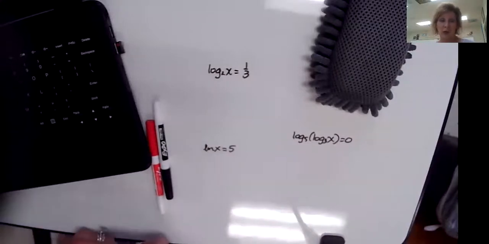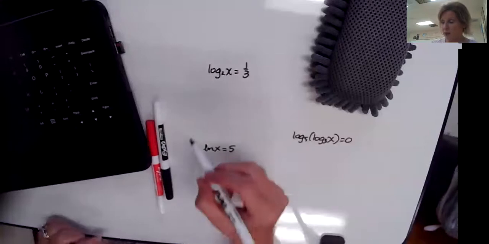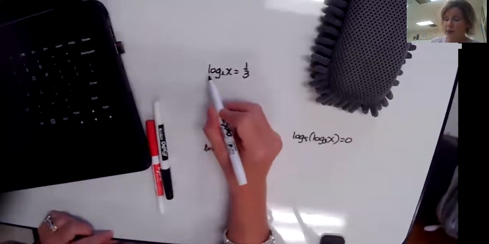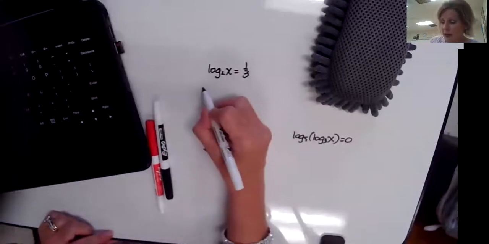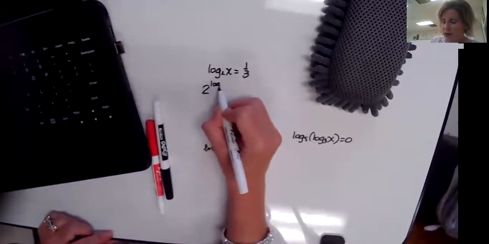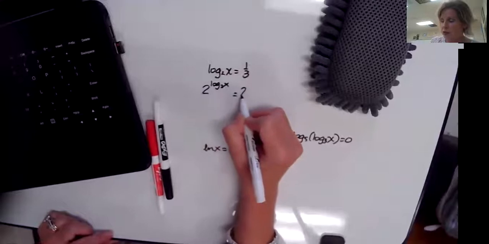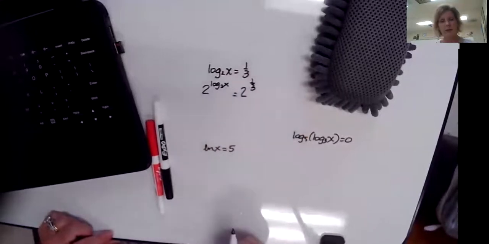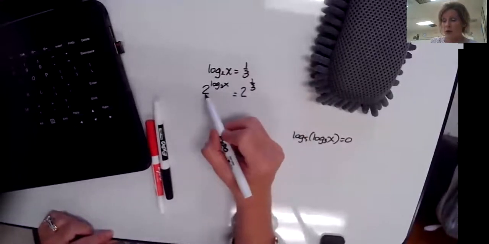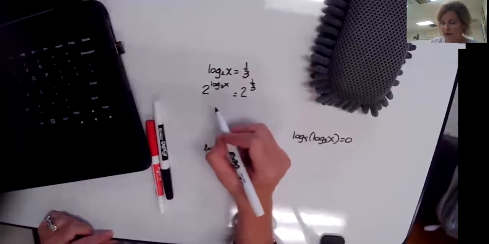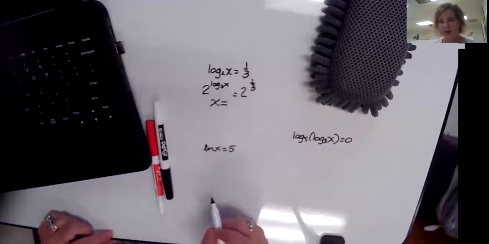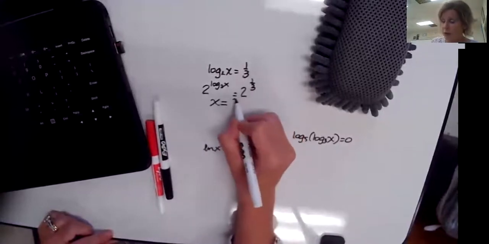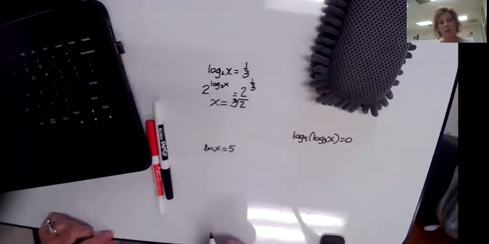Well, one thing I can do is called exponentiate both sides of the equation, which means the opposite of log base 2 of is 2 to the. So I can say 2 to the log base 2 of x equals 2 to the 1/3, like that. Now I know that 2 to the log base 2 of, essentially, they neutralize each other. So I just get x on the left. 2 to the 1/3 would be better written as cube root of 2, okay?